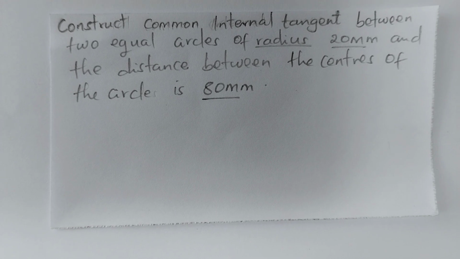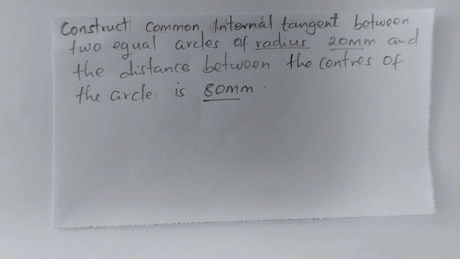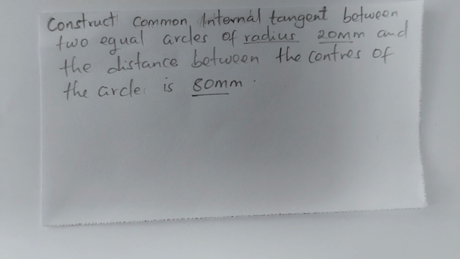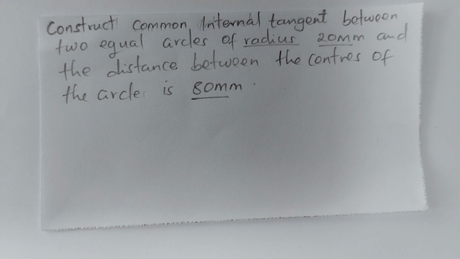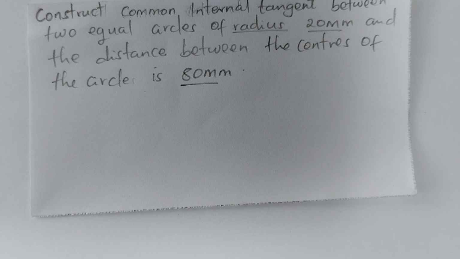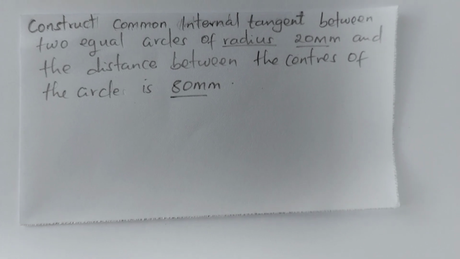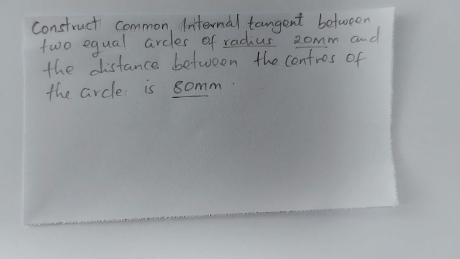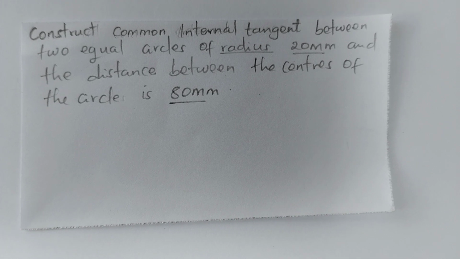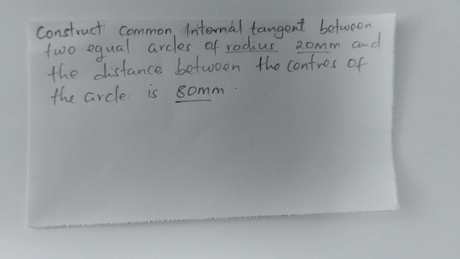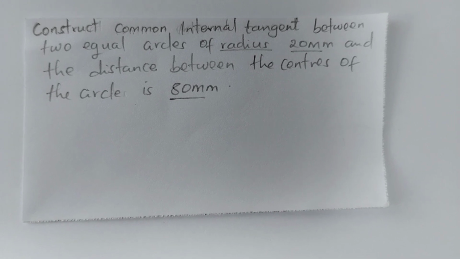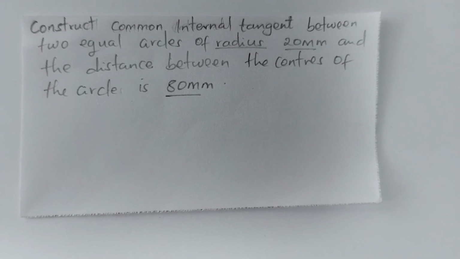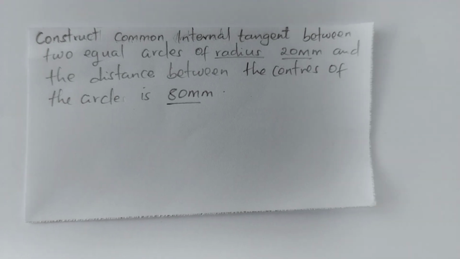We are going to learn how to construct a common internal tangent between two equal circles. And I have a question to help us see how we are going to construct that particular tangent. Now the question is, construct a common internal tangent between two equal circles of radius 20 millimeters and the distance between the centers of the circles is 80 millimeters.